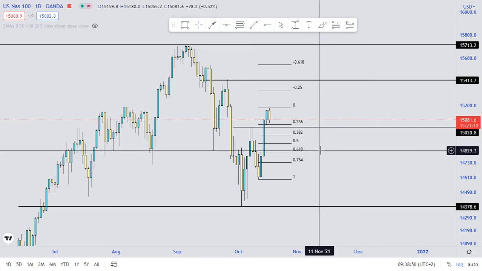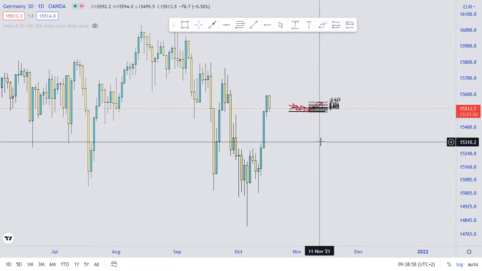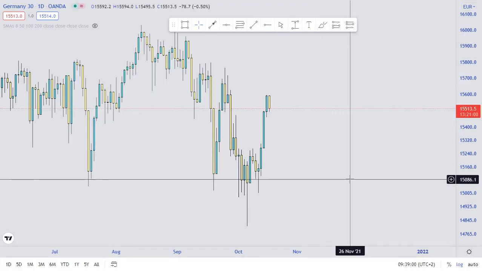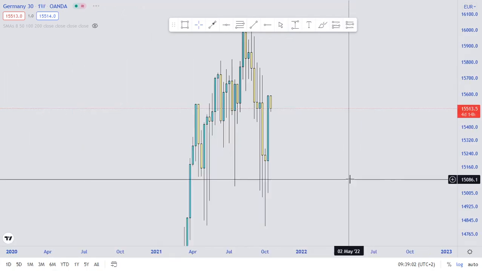So I'm just gonna give you guys something bonus. You know I love you guys. You know I love to give you guys something for free always. So let's just look at DAX30 as well, guys. Clean it here. Let's go to our weekly time frame.